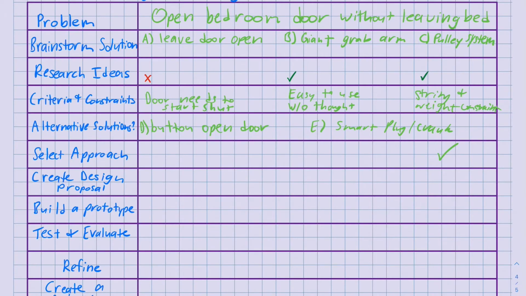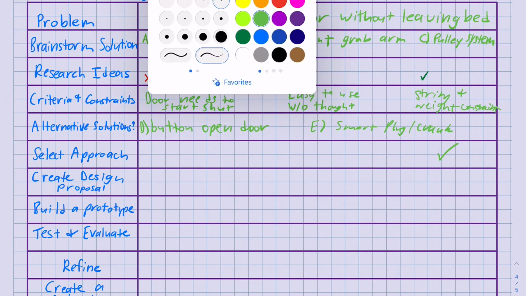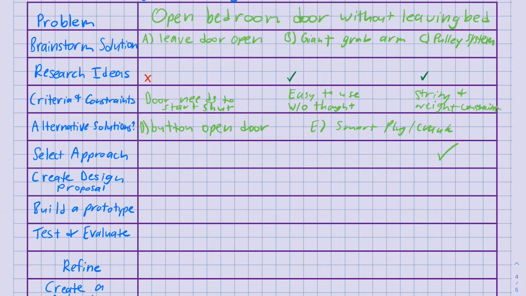So let's continue. Back at our engineering design process table, we have some editing to do. I'm going to change my color just to show that these are edits. I like orange. Let's go with orange. So we went to select approach, we selected the pulley system. We didn't end up actually using any pulleys. So when we created our design proposal, that was the string idea. That was the first basic idea that we had.